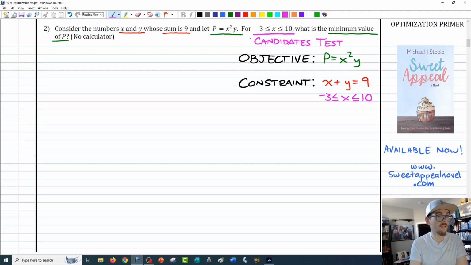So with that said, let's get into the problem and try to figure out where that goes. We've done this before. Our first thing is we need to find some way to combine the objective and constraint equations together into a single one.